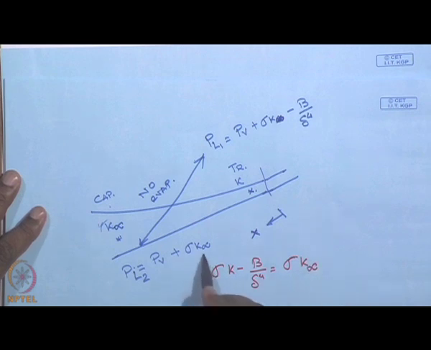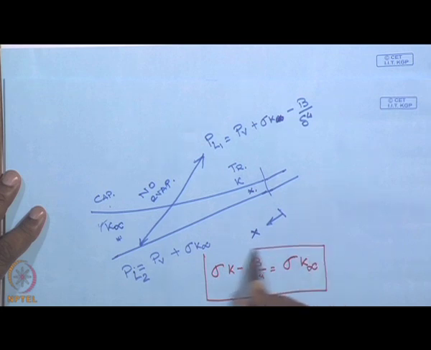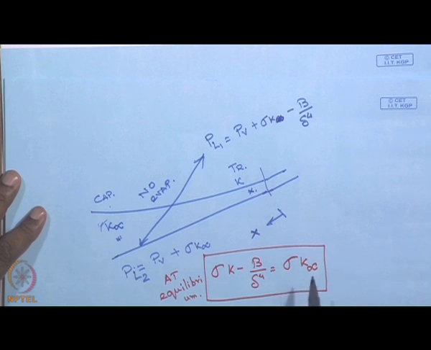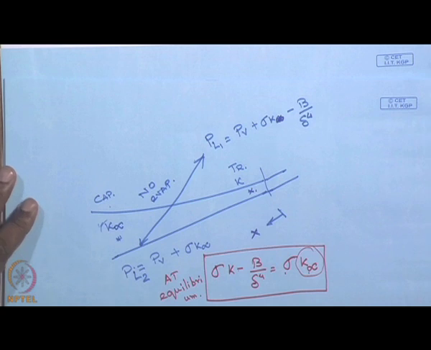Now, if you look at this equation, which is essentially a force balance equation at equilibrium, this is extremely important. At equilibrium, when we do not have any evaporation and any flow, then the product of local curvature times sigma minus b, which is the Hamaker constant, by delta, the film thickness, must be equal to sigma k infinity, where k infinity is the constant curvature.